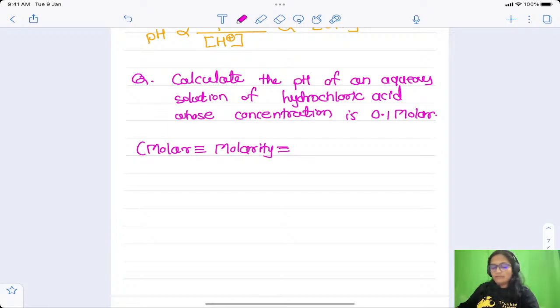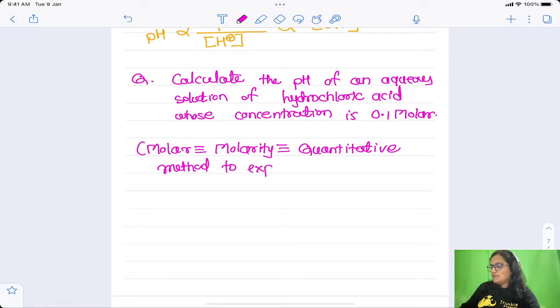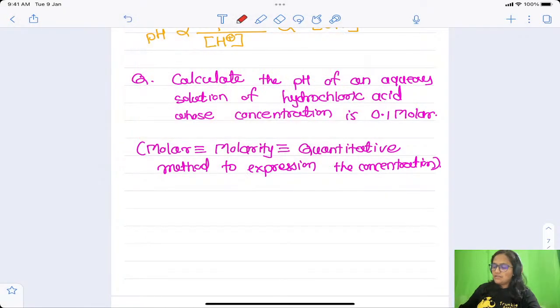Molarity is nothing but one of the quantitative methods to express the concentration of a solution. Now you need not worry about it, you simply have to worry about this digit, what is the concentration. This part we have to worry about. So let us see what is given.